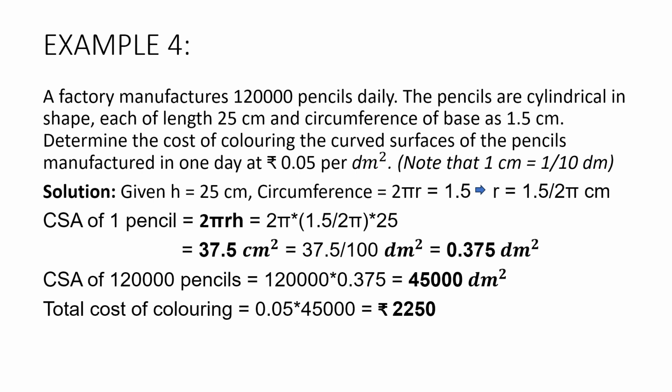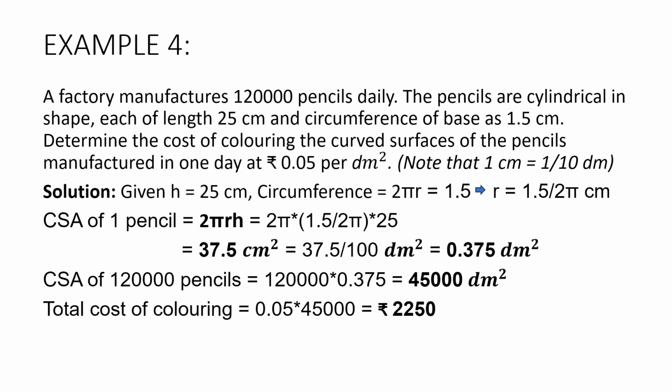Remember, now the rate is given in dm square. So we first convert centimeter square into dm square. So this will be equal to 37.5 upon 100. Why 100? Since it is square. So 37.5 upon 100 dm square, or 0.375 dm square.